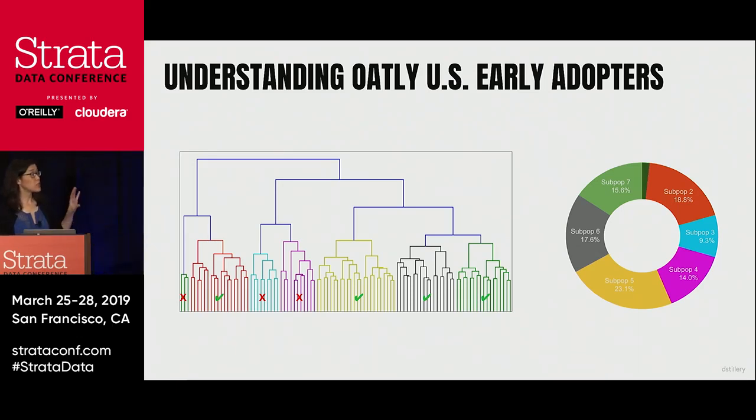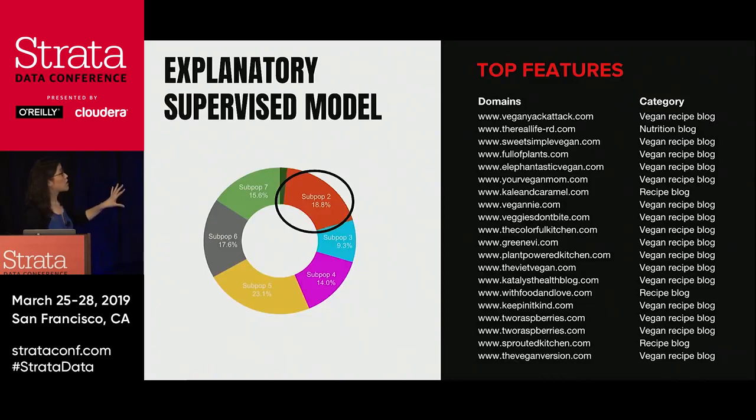So what we did is we took each of these sets of users, and we trained a supervised model to predict each one of these clusters. And we used a really simple explanatory model where we can then go back in and see what was predictive of being in that cluster and use that to explain what made someone in that cluster different from everybody else. So I'm going to show how we did it for this first big red cluster here, cluster 2. So we made a model to predict this.